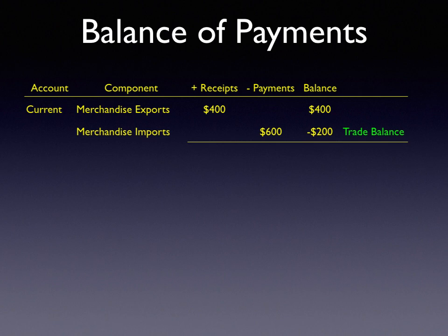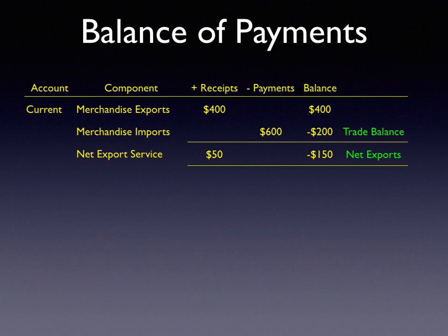Now, once we've done the merchandise, and this is where most of the focus occurs when we're talking about trade, is in this current merchandise account. When we say we've got a negative trade balance with another country, it's primarily this accounting that occurs in the current account with the merchandise. But we note that we also need to add services.